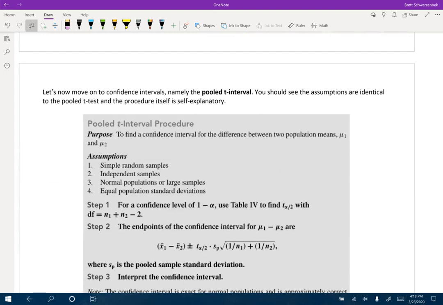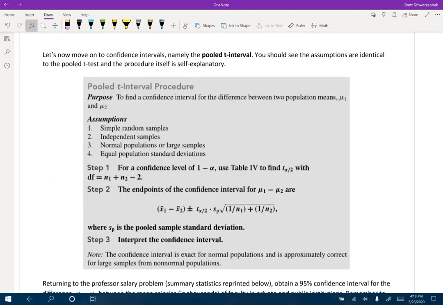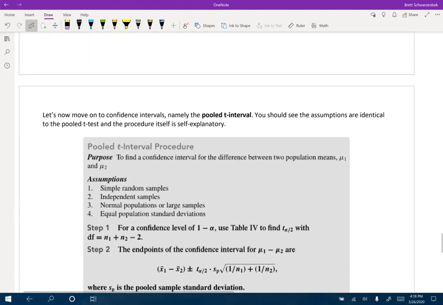Okay, so last thing here, we want to talk about a pooled t interval. So in your calculator, when you're trying to do the commands for this, you're going to, as usual, go to stat and then tests. So you're going to head over to 2SampTInt, 2SampTInt. Okay, and you'll have the same requirements that you would have for the test, obviously without the hypotheses.